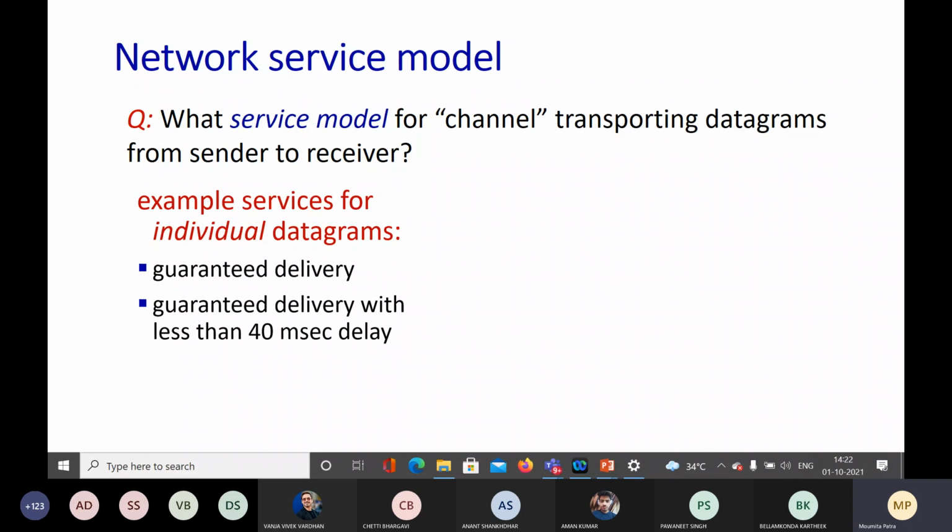Depending upon the kind of application the user is asking for, there are several features that a network layer protocol or network layer service must provide. One example is that there should be guaranteed delivery. For certain kinds of applications, it is necessary that guaranteed delivery of data should be there. For certain other applications, on top of guaranteed delivery, the packet should reach within a given time bound.